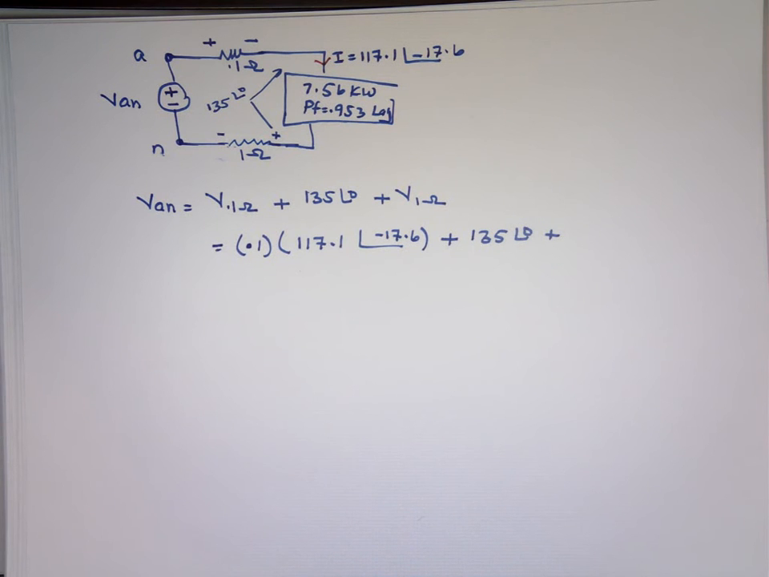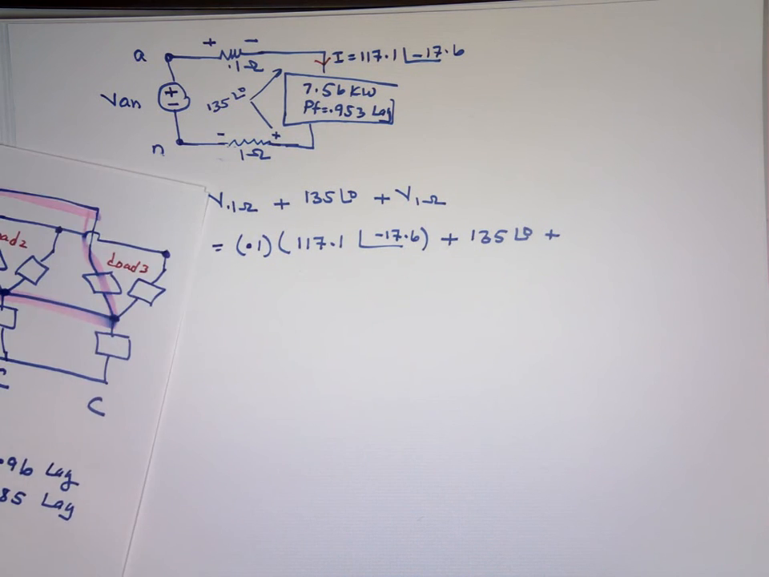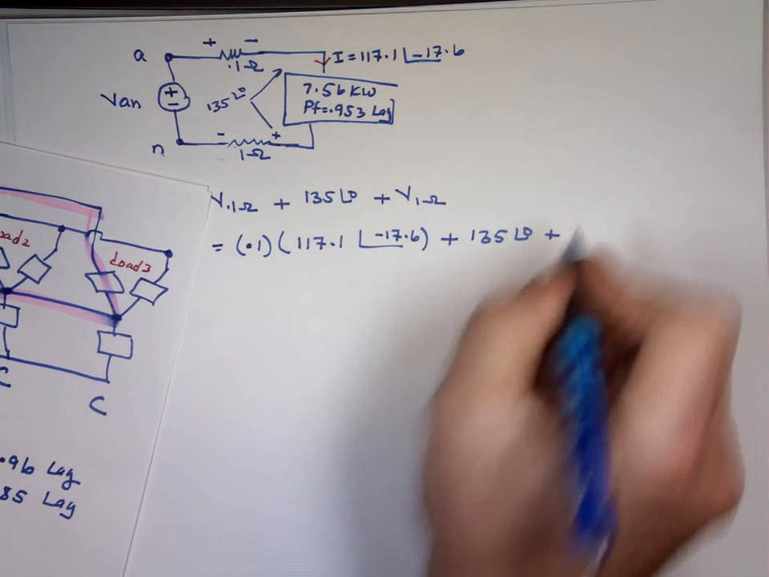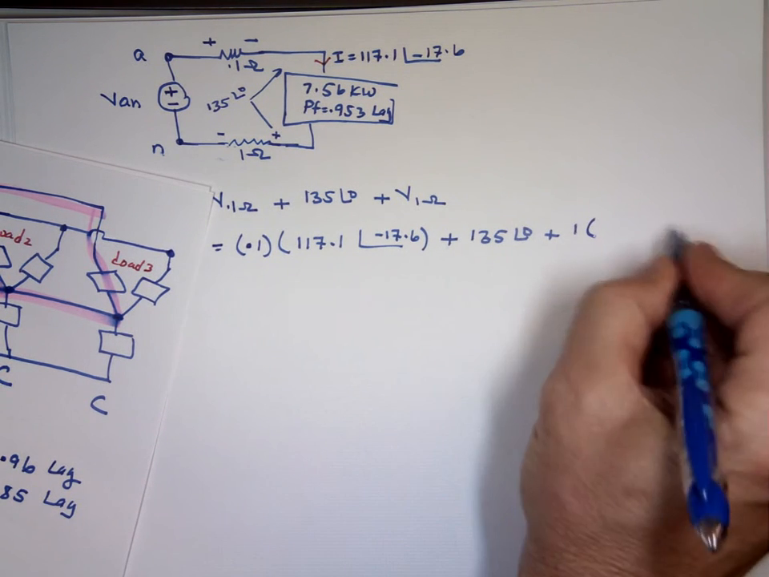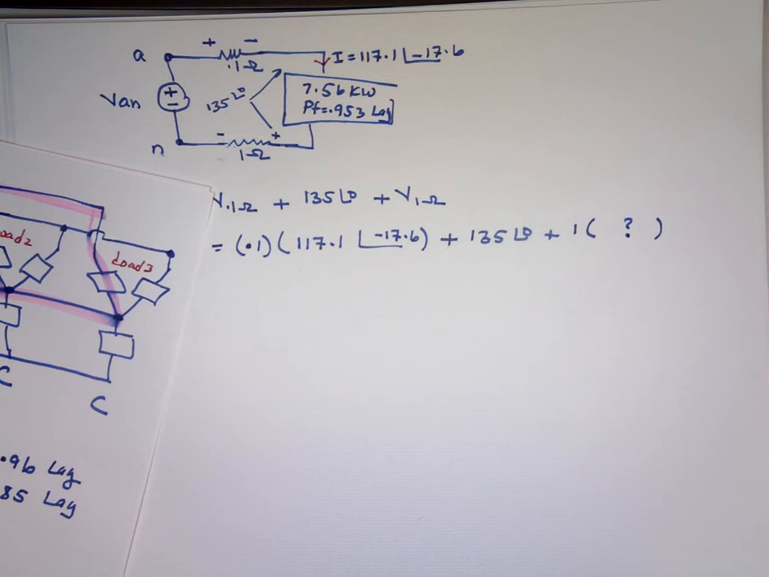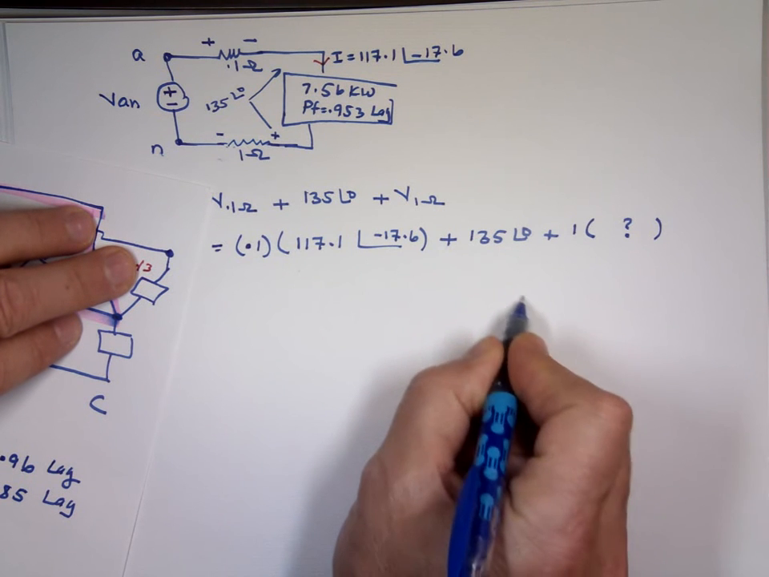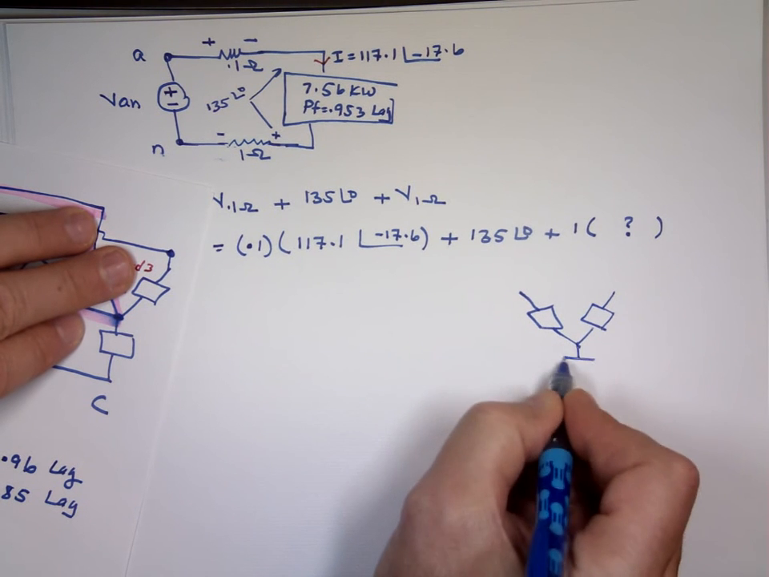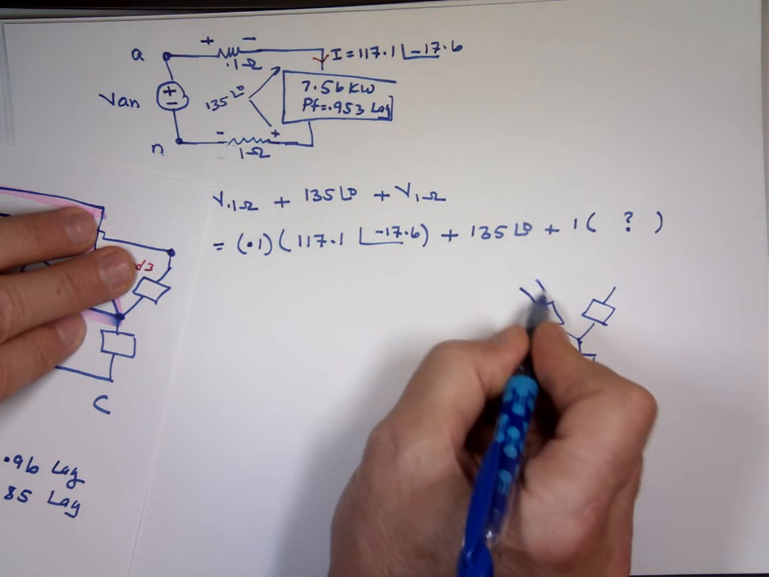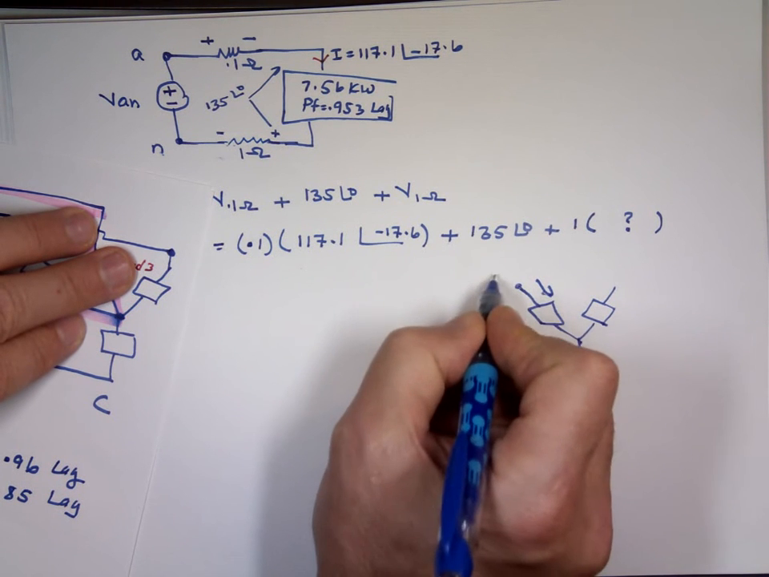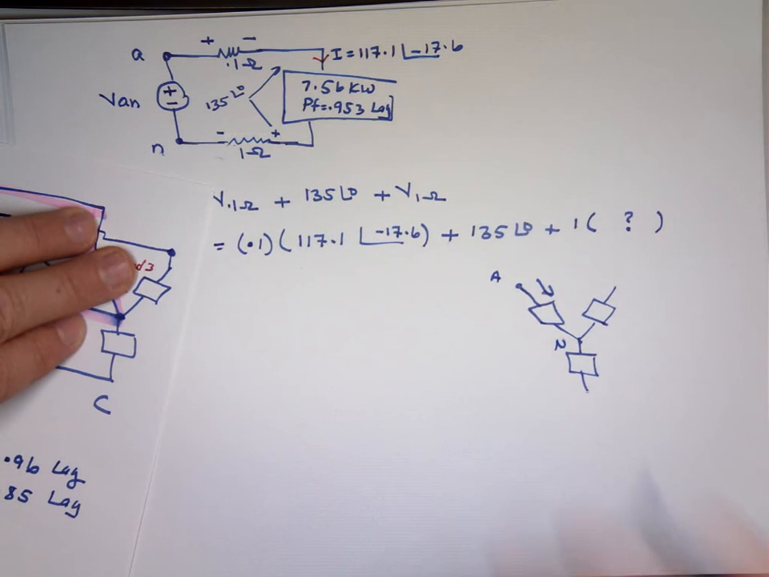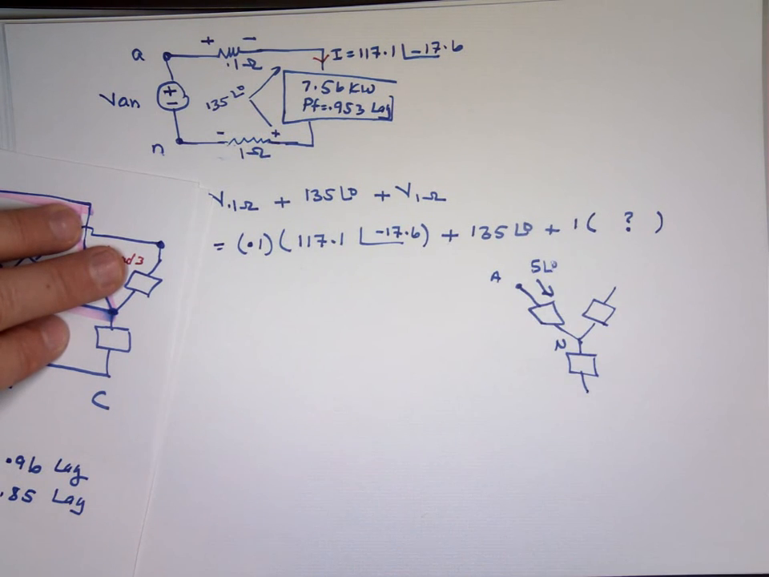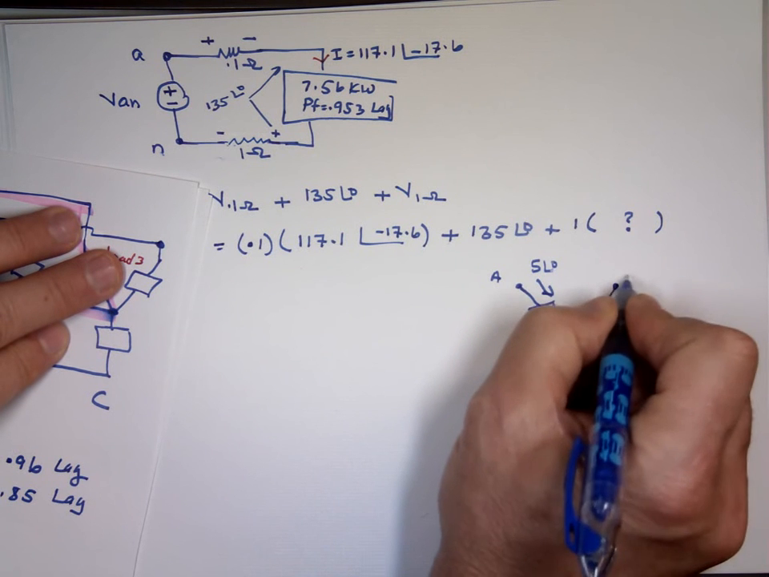Well, let's see. Let's do a little deviation, walk away from this problem for a second. It's 1 times the current through it, and let me find out what that current is. Here's my load. If you have a balanced load, I want you to think about this. This is your load. We have a current going this way. This is A. This is N. Just pick a number. I'll pick a small number, 5 angle 0, just to make the math easy. If this is balanced, what's the current coming down this way?